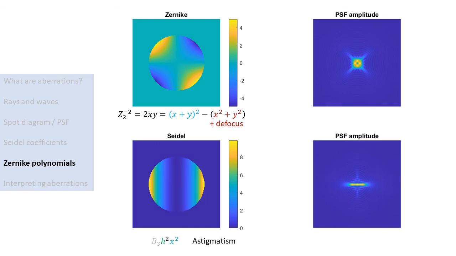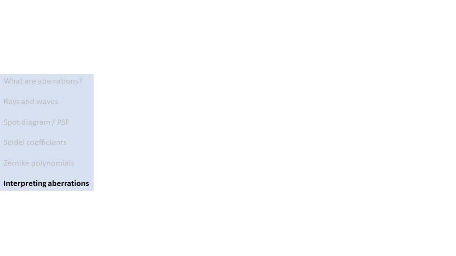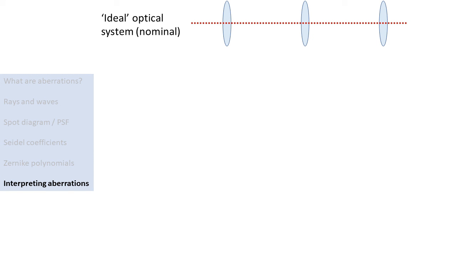Now let's imagine how these concepts would be used in practice. Suppose we have designed some imaging system that consists of a series of lens elements placed at specific positions. If we could manufacture this system exactly as designed, its performance would, in some sense, be ideal or nominal. However, due to practical reasons, there will always be some errors in the fabrication. Lens elements can be slightly misaligned in different ways.